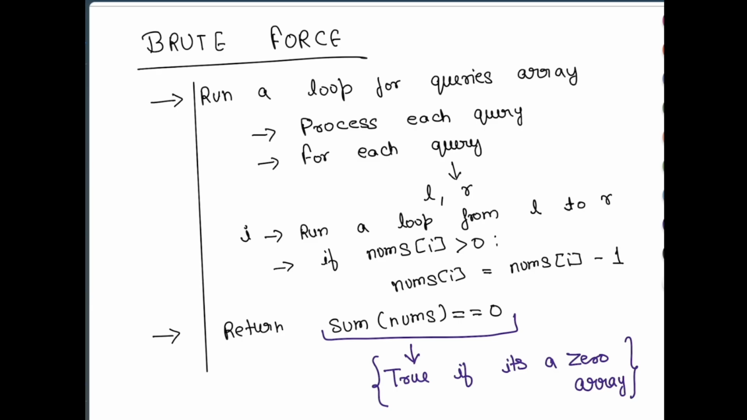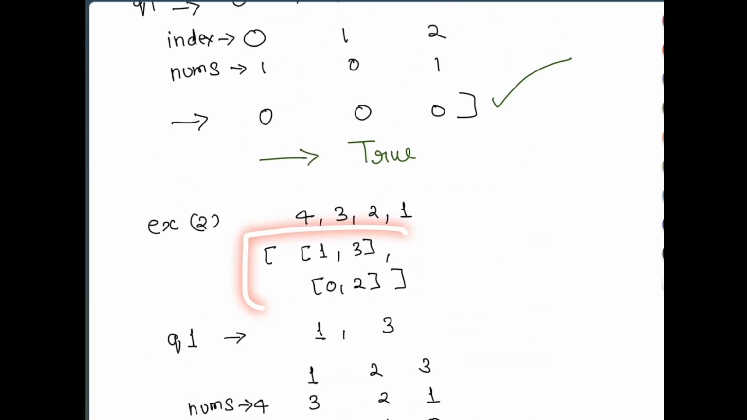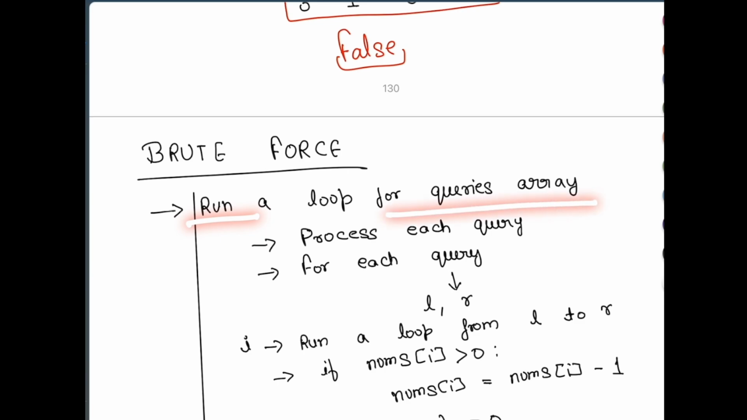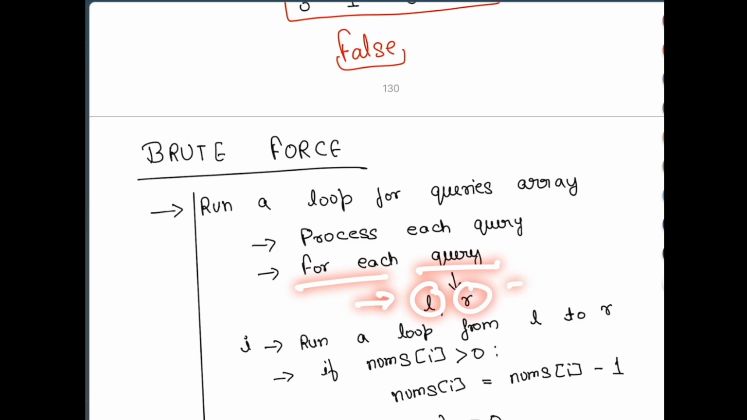For this, what you can do is, you can just run a loop for the queries in the queries array. So basically, we have a queries array, right? For example, this one. We just need to run a loop on this queries array, and we need to process each query one by one. This is the first query, this is the second query. So we need to run a loop for the queries array. We need to process each query one by one, and each query has two elements, L and R. This is the left index, this is the right index.